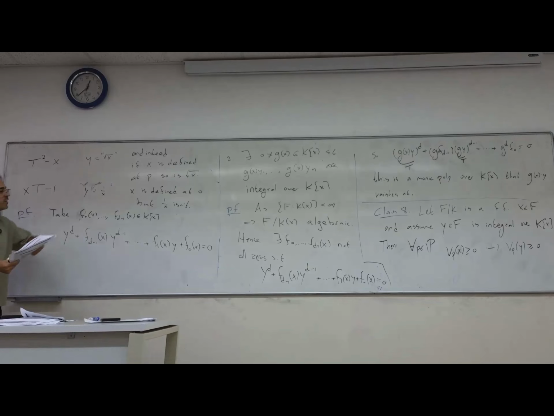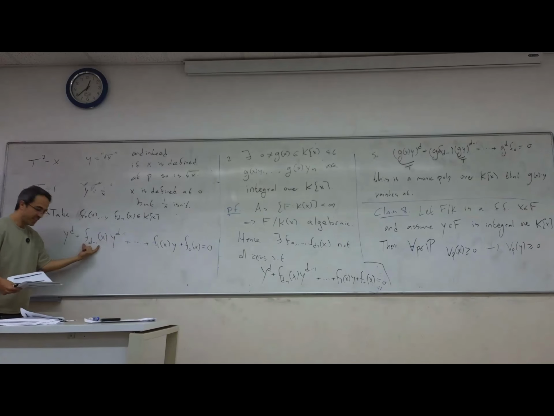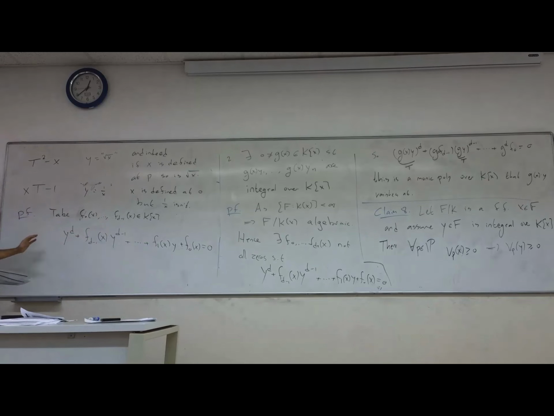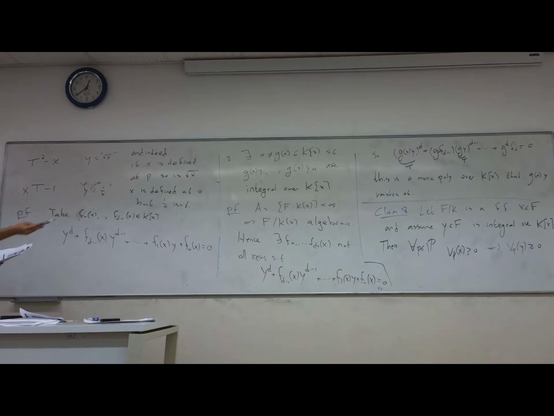y being integral over k of x means that there is a monic polynomial, so there is a 1 here, a monic polynomial over k of x. These are the coefficients. These are also polynomials, I know. It is such that this vanishes at y, so I wrote it already substituting y. And we can assume y is not 0. If y is 0, then it has no poles and everything's fine. So I want to show that VP of y is non-negative.